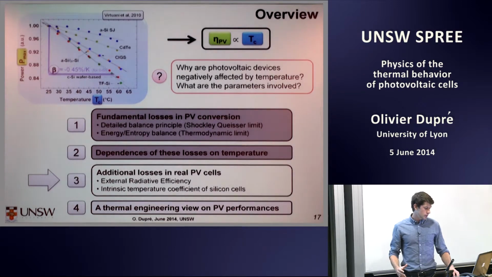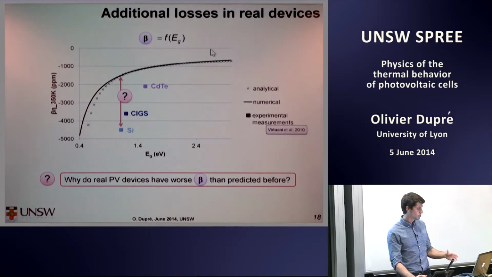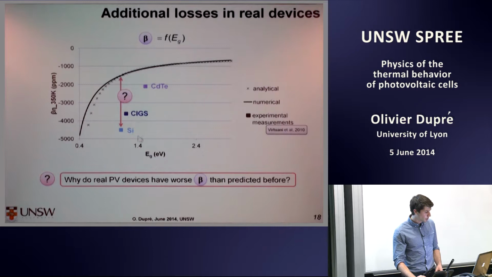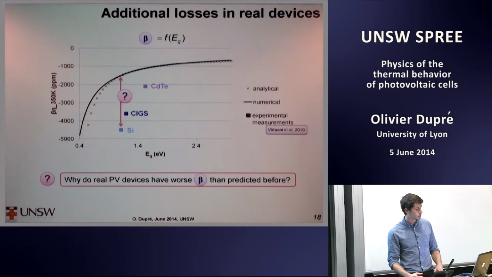And now let's look at the additional losses in real PV devices. So we have shown that the temperature coefficient was a function of the gap. Here we show the analytical and the numerical results, and they're quite close except at low band gap where the Boltzmann approximation becomes erroneous. But we also plot some experimental measurements that we have presented in the first slide, and there's quite a large difference between what we can expect so far and the experimental measurements.